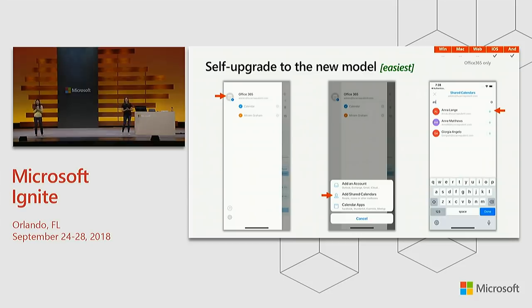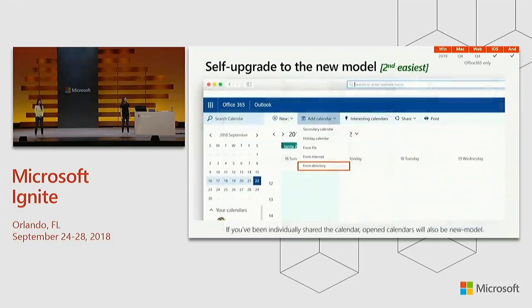So if you have an existing old model shared calendar, what this does is it just upgrades that old model calendar to a new model calendar. If you have never opened this calendar on any Outlook client, it will create a new model calendar for you that you'll see on your mobile phone as well as all your other Outlook clients. So you can do that today from your Outlook app right now. That's the easiest way. The second easiest way is coming in Q4.